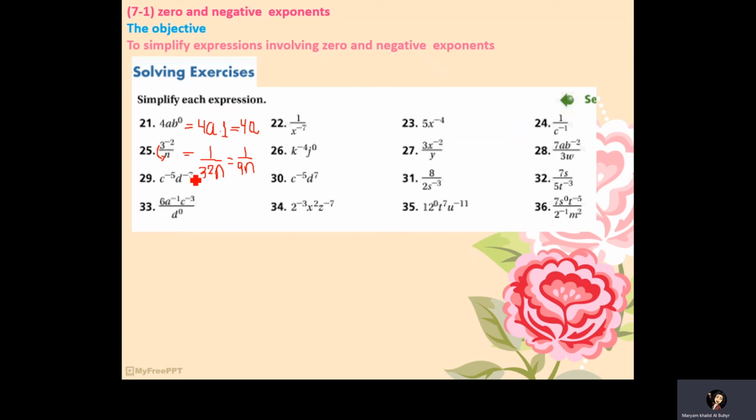Now let me continue working on that. So I will write this one, question 29. Where can I write it? I will write it here. So what should I do with this one? I'll flip. I will move all of them down. How can I move all of them down? I will put 1 on the top because there is nothing remaining. So c to the power 5, d to the power 7.